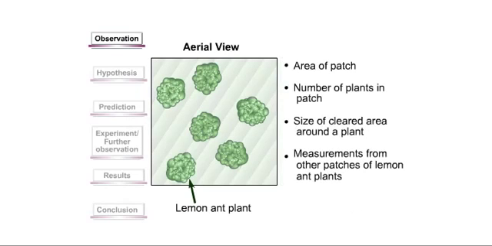You collect information, such as the area of the patch, the approximate number of plants in it, and the size of the cleared area around each plant. You also look for another patch, make the same measurements, and compare the patches to see whether there's some correlation between the size of the patch and the area of the clearing. Your measurements suggest that the larger the patch, the larger the cleared area.